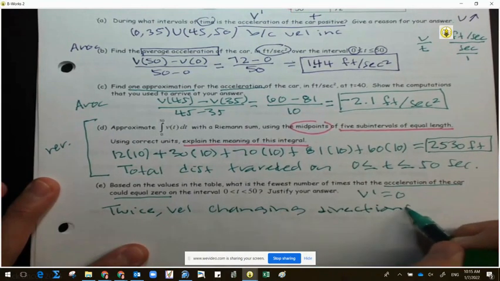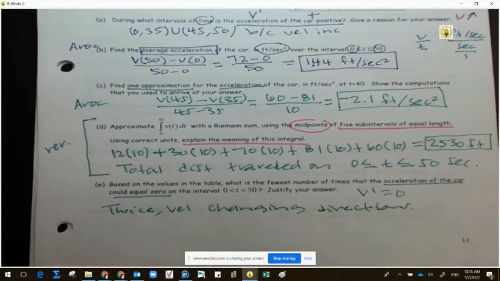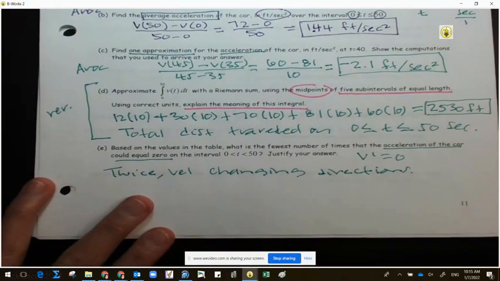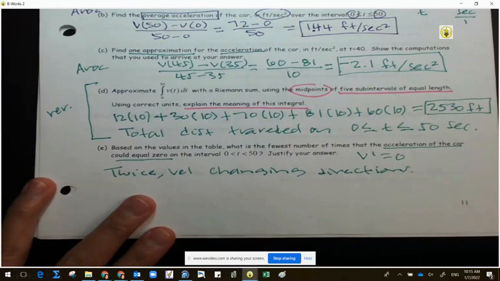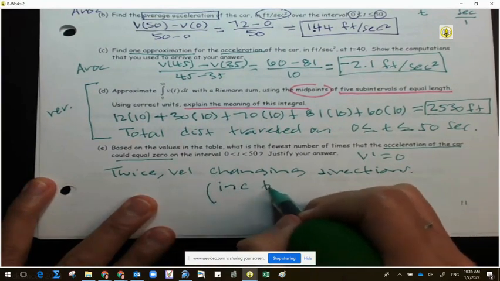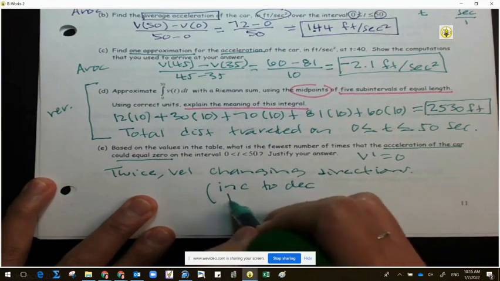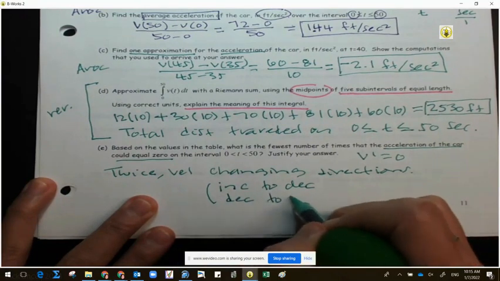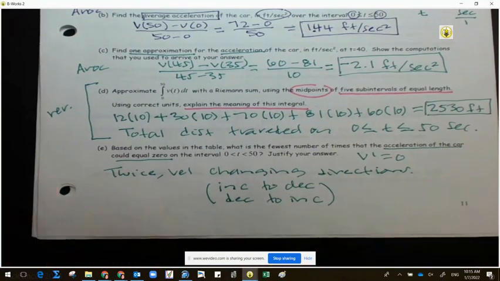What if a student were to say it is going from increasing to decreasing and decreasing to increasing? Will that give you credit? Yeah, because you're being even more specific. So if you chose to say it is increasing to decreasing, and then it's going from decreasing to increasing, they mean the exact same thing. So if you say one or the other, it'll be good to go.